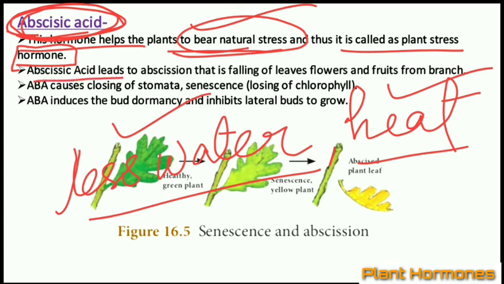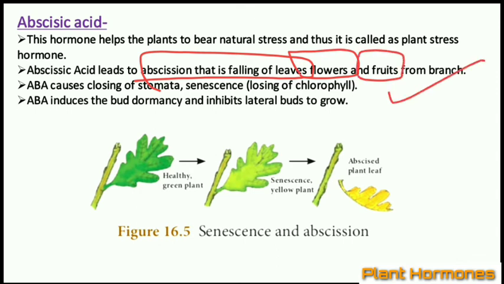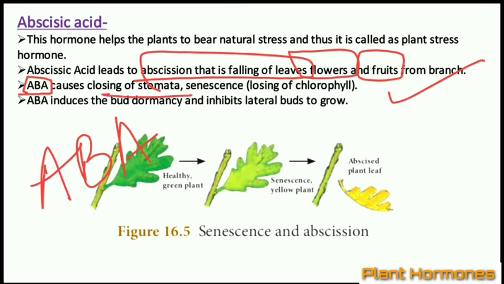Now, abscisic acid leads to abscission, that is, falling of leaves and fruits from the branches. Abscisic acid helps the leaves to fall as well as flowers and fruits to fall from branches. Abscisic acid is also called ABA for short. It helps to close the stomata. Stomata, you know very well, help to diffuse the gases in and out of the plant leaves. So stomata are closed by the help of abscisic acid.